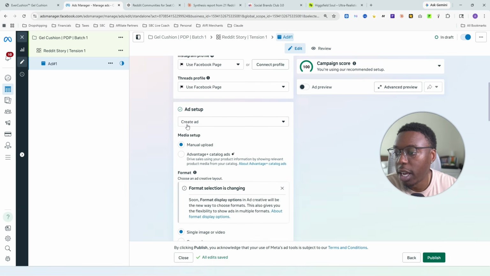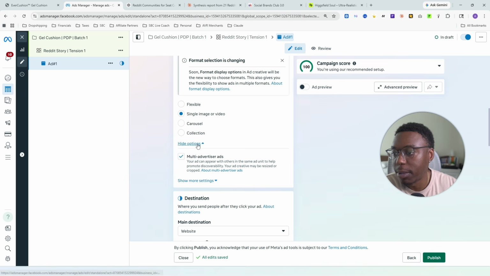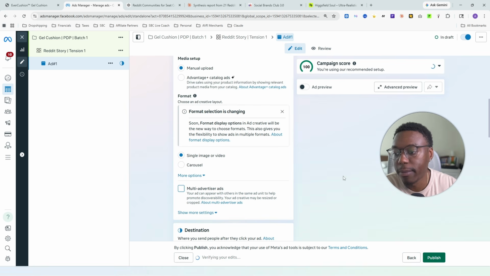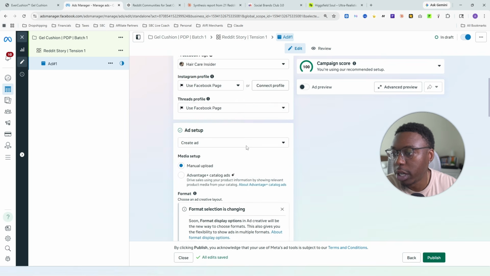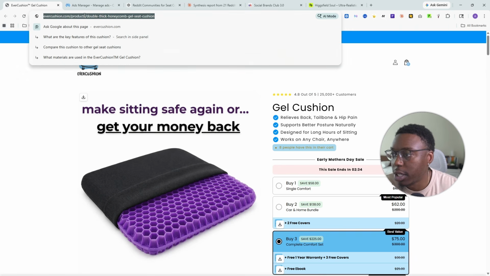So make sure you have create ad, you have manual upload, and you have single image or video. You can hit this drop down here. It's going to give you some other options, but none of that matters. Single image or video, and uncheck multi-advertisers. All right, so from that point on, what we're going to do here, make sure all that's good. We're going to paste our website in. So again, this is important that you paste the product page.